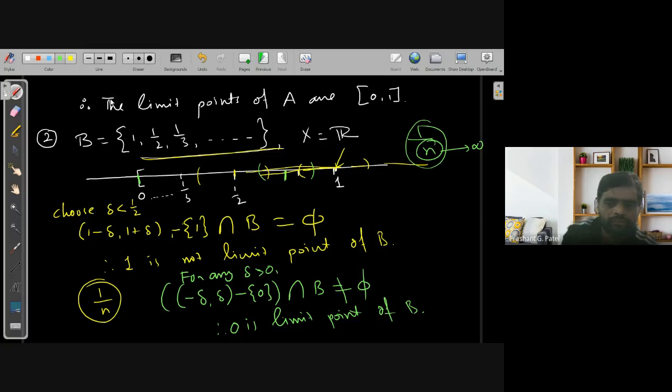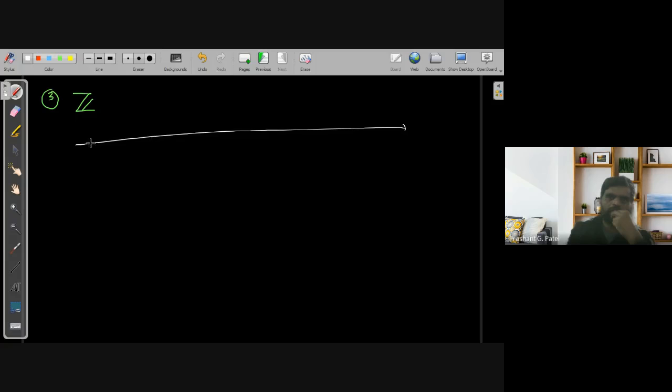Next, the third example: Z, the set of all integers. So what are the limit points of Z? I want the answer from you guys. Think of the line with 0, 1, 2, and on this side -1, -2. These are the points which are here.